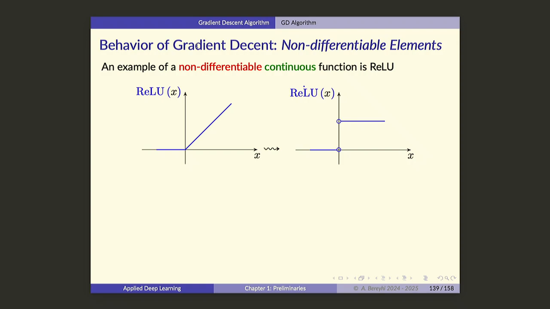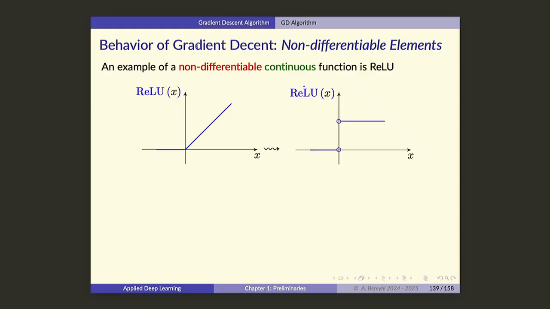But the issue is that at point x equal to 0, you have an edge, right? And if you plot the derivative of the function, you see it's jumping. So you have a gradient at negative x, you have a gradient at positive x, but you don't have a gradient at x equal to 0. And it could happen in many functions, where the function goes smoothly, then somehow breaks, and then keeps going. So that's going to happen.